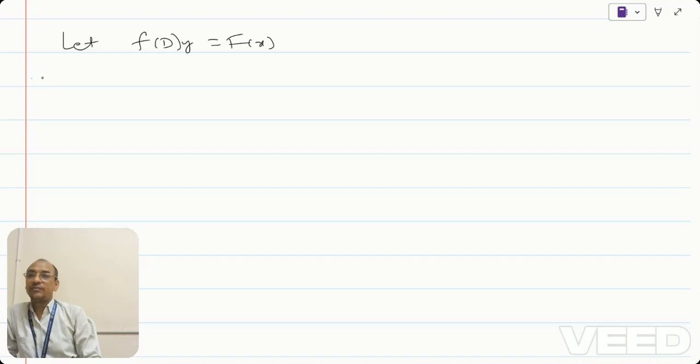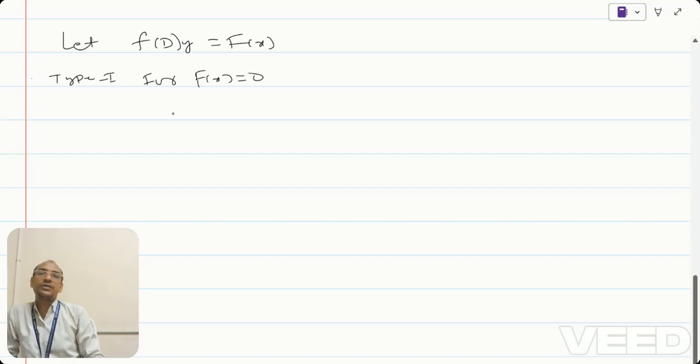So, type 1: for f(x) equal to 0. Suppose f(x) equal to 0. Then how can we find the solution of this one?